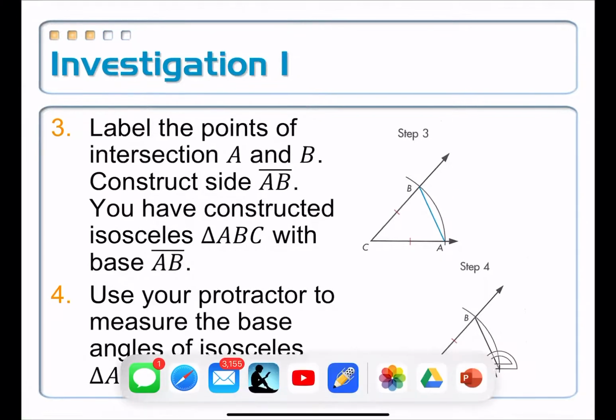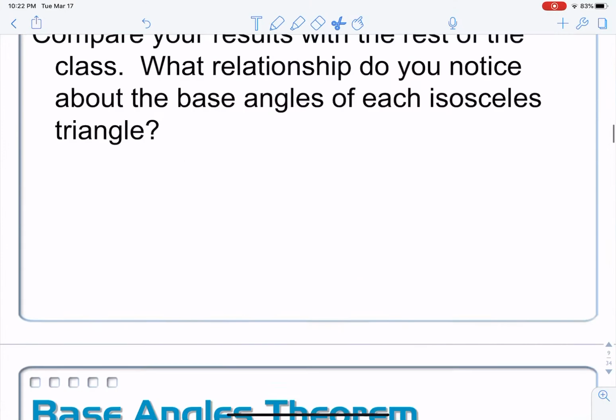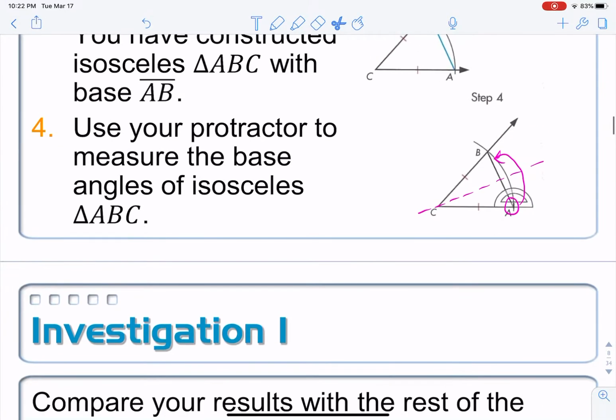So again, our isosceles triangle this time is going to look like, hey, what's this? These are secret answers. These are secret answers. Get away from here.